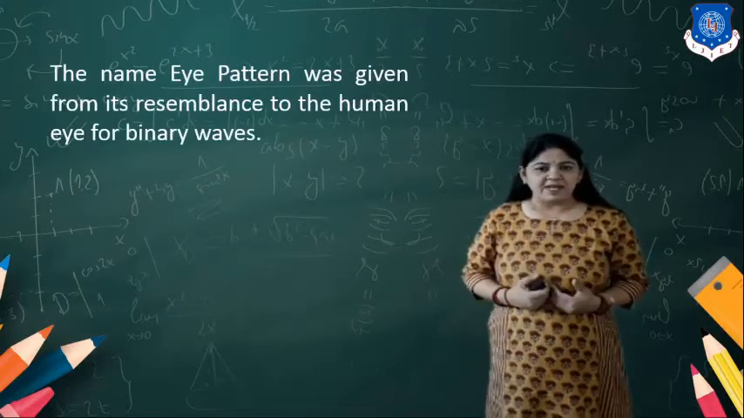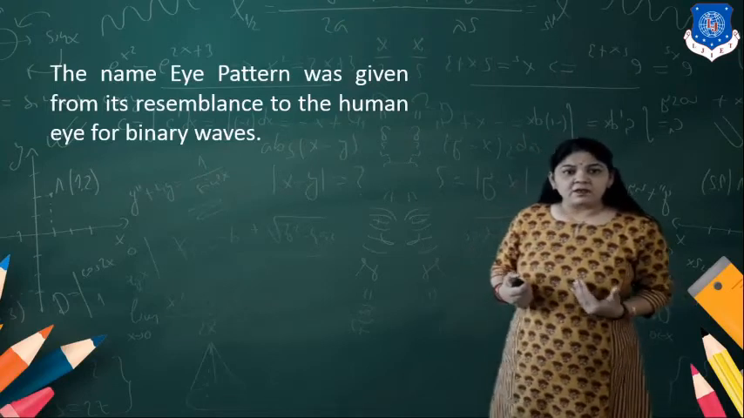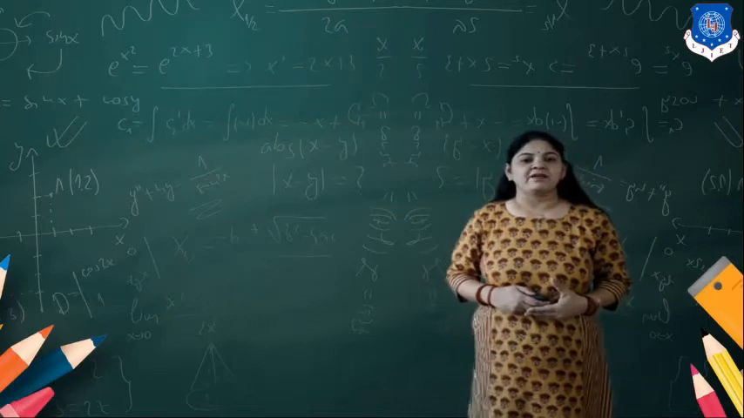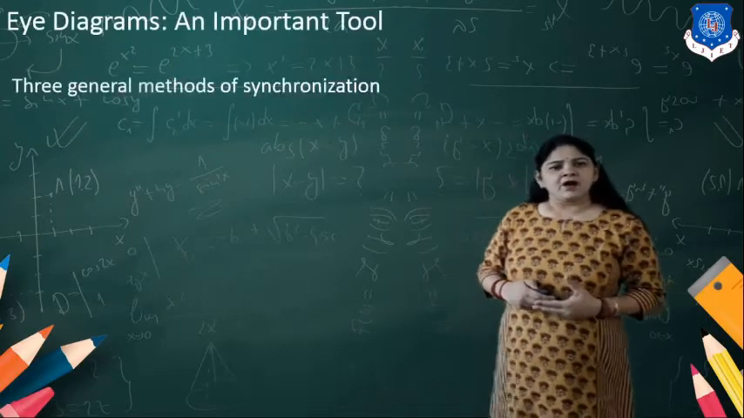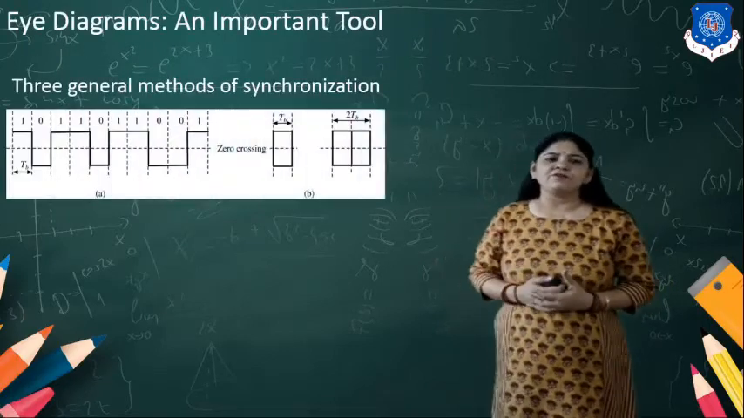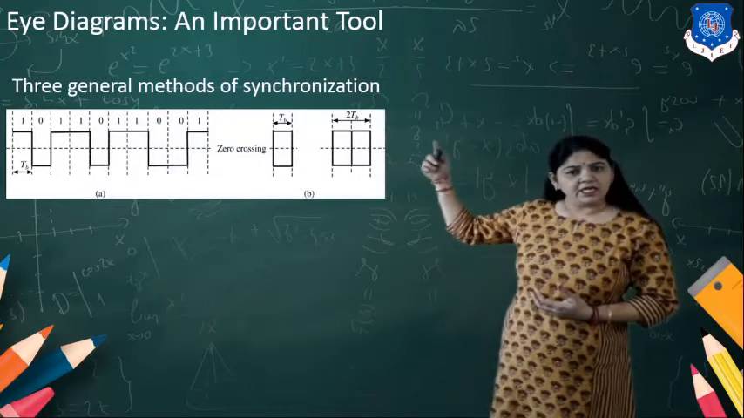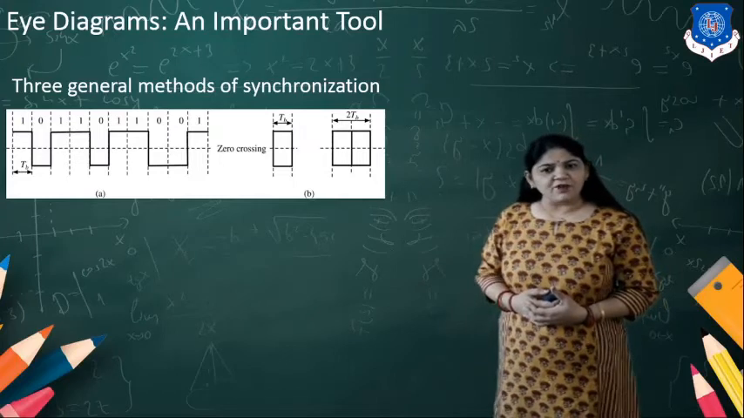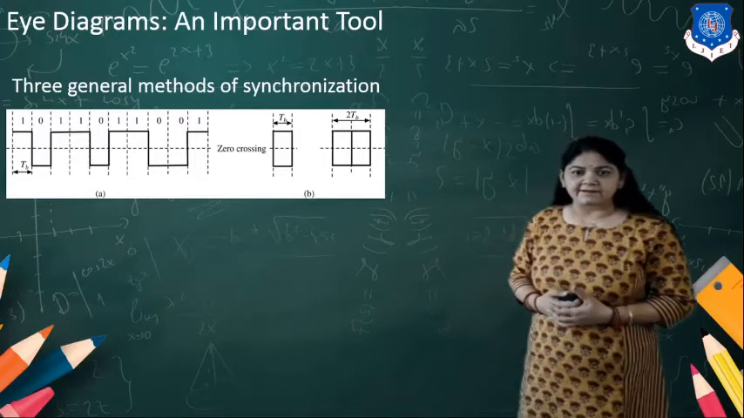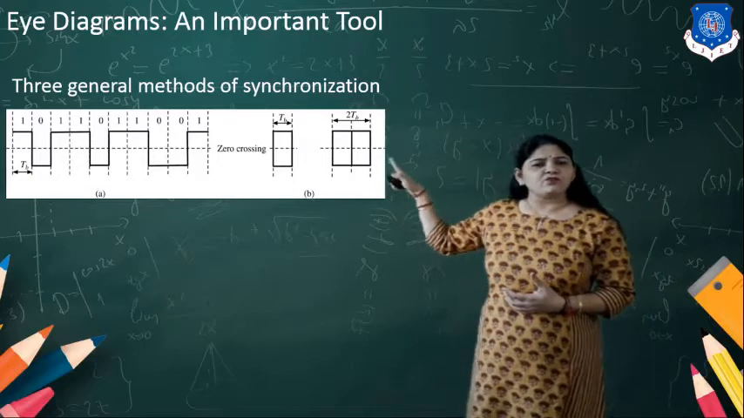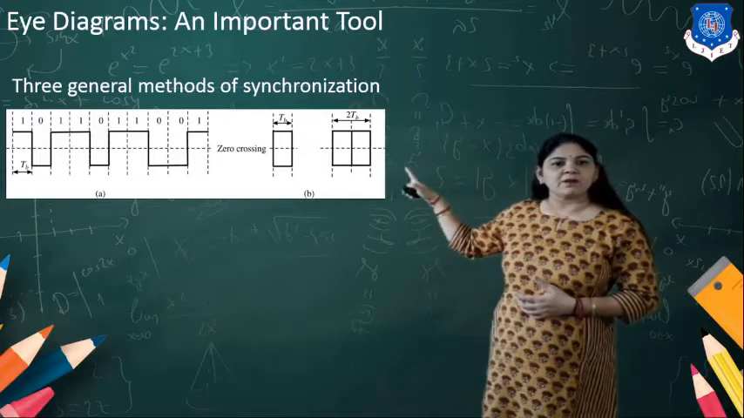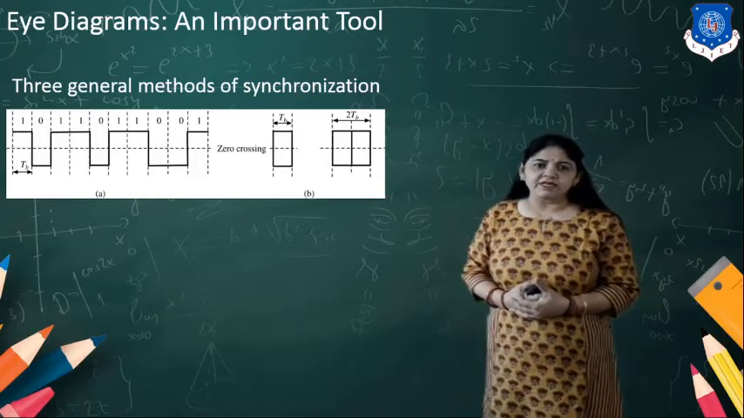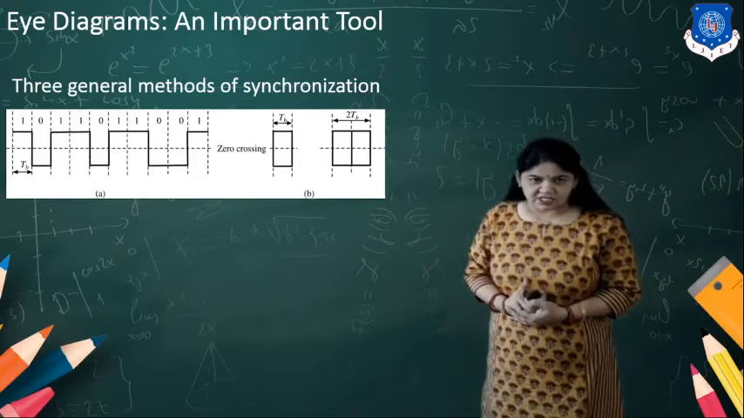The name eye pattern was given from its resemblance to the human eye for binary waves. Now, the general method for the synchronization. Here in this diagram you can see the waveform. It is the NRZ waveform we learned, for the data 101101101101, where the width of the pulse is TD.